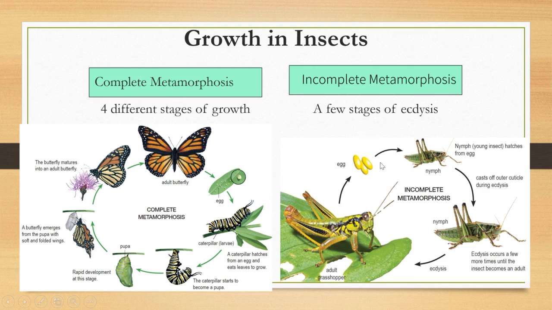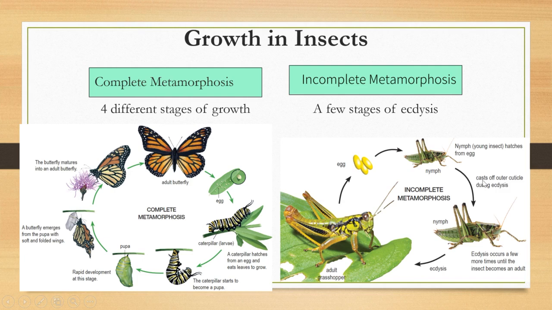Start from the eggs. When the eggs hatch, they become nymphs. A nymph refers to the young insect that hatches from the egg. And then, what happens after that?